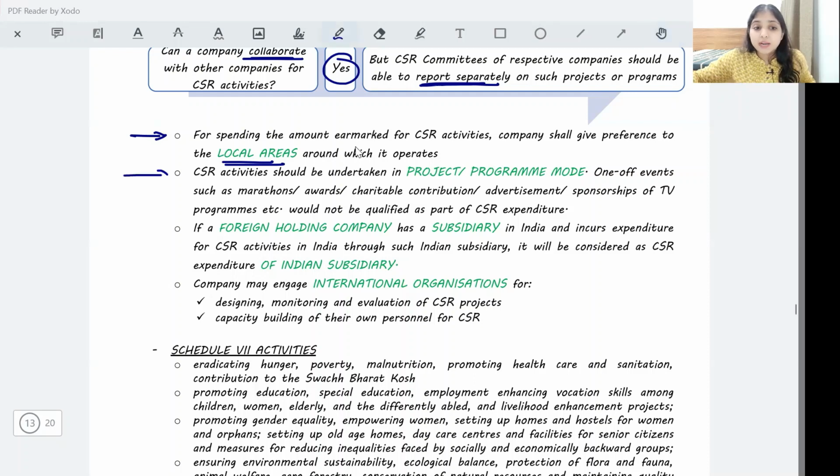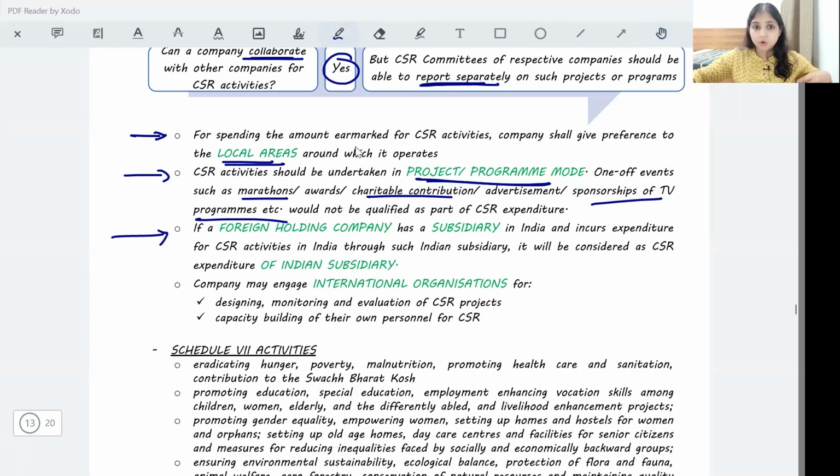Then the company cannot suddenly do some charitable activity and call it CSR. The company has to do CSR activities only in project or program modes. Just suddenly the company is conducting one marathon, or randomly going and making a donation to a charitable entity, or sponsoring some TV program. It will not become a CSR activity. It should be planned. It should be as per the CSR policy. It should be in the project mode, in the program mode, which means it should be properly planned as per the CSR policy. Suddenly, you cannot go and do an activity and call it a CSR activity.